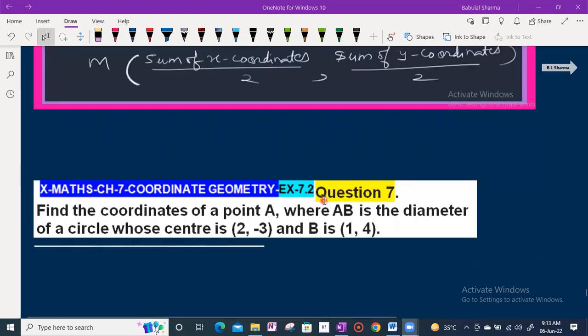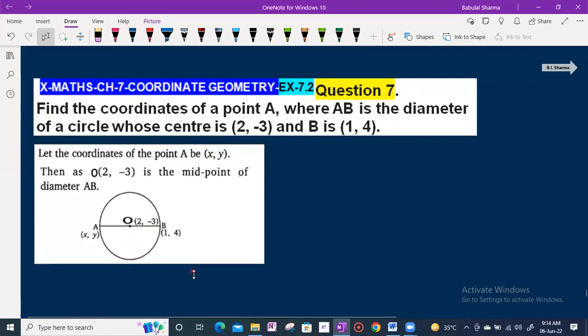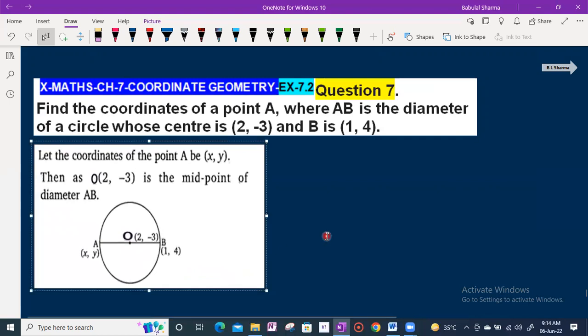Okay. Now question number 7 is on your screen. Read the question carefully. Find the coordinates of a point A where AB is the diameter of a circle whose center is (2, -3) and the coordinates of point B are (1, 4). From this information we will make a diagram. See here.